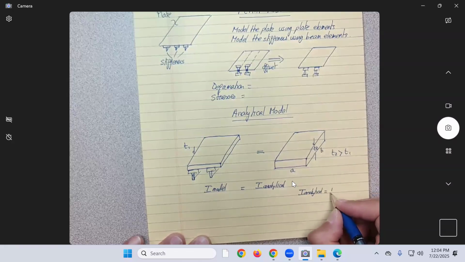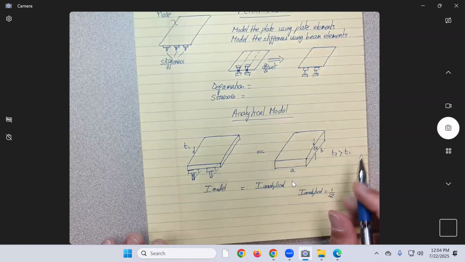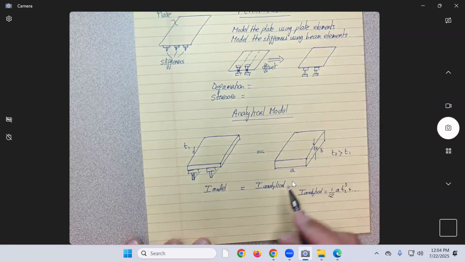Will be equal to what? I mean, if it was a rectangle here, it would be 1/12 of A T to Q plus whatever you do with this side. Okay, you can find what this is.